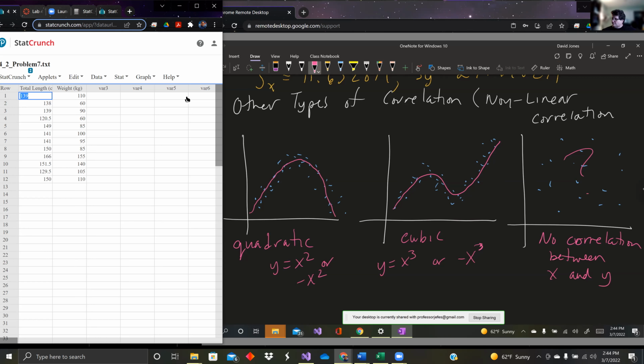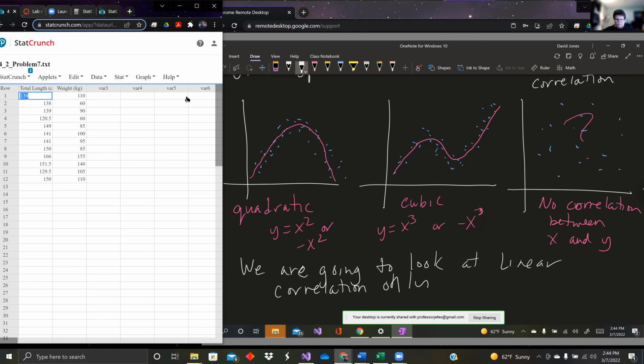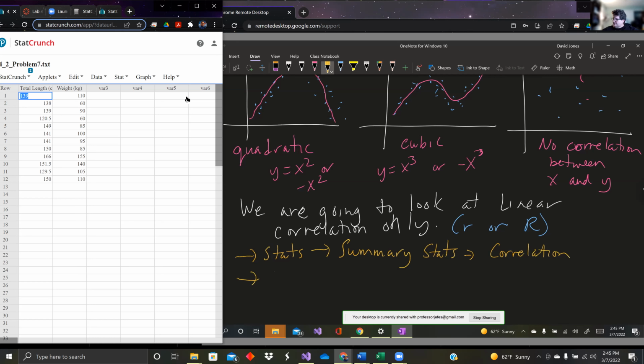So for our class, we are going to focus on linear correlation only. And we have a couple ways of getting that R value. So linear correlation is R or big R. Some options we will use are stats, summary stats, correlation. We can also look at stats, regression, simple linear.